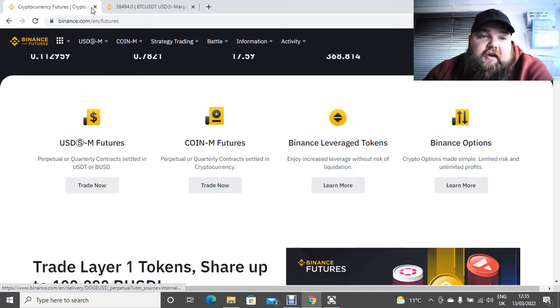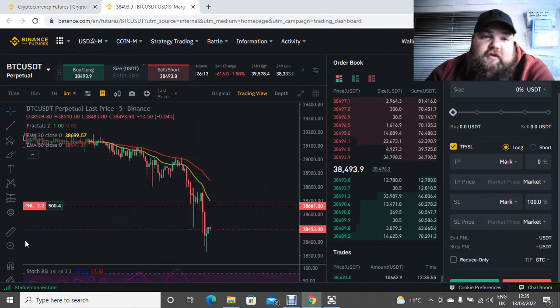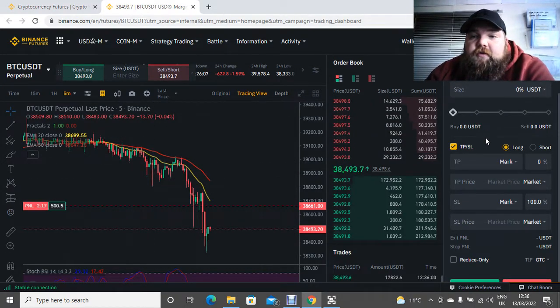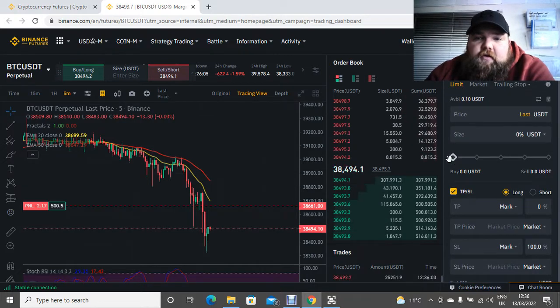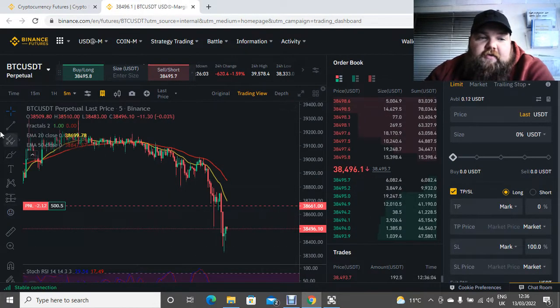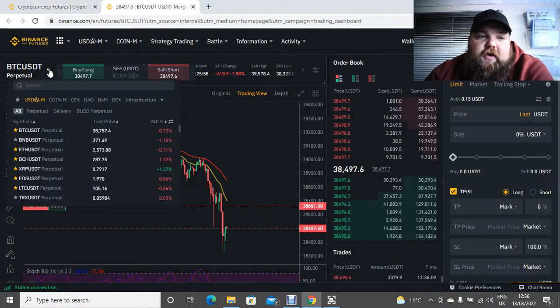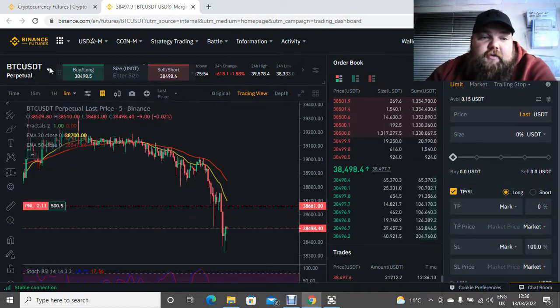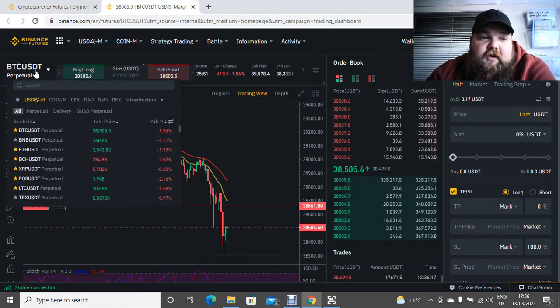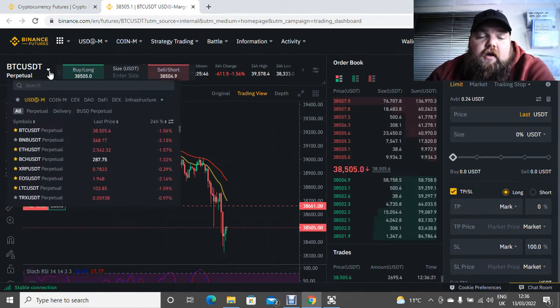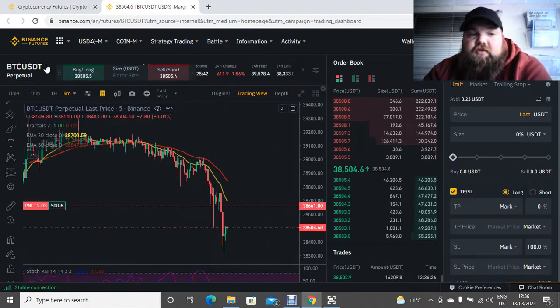So you'll hit trade now, and what you'll be met with is the main page. You have your graph, you have your order book, and all your graph tools over here. You'll have USDM, CoinM, and so on, and then you can pick what you want to actually trade up here. Today we're just going to show you on BTC USDT, because I have USDT on account. You get lower trading fees on Binance if you use BUSD, because it's their own trading platform.